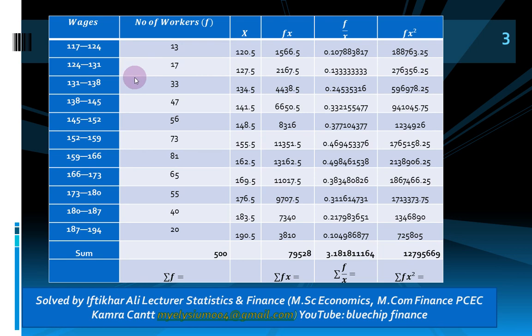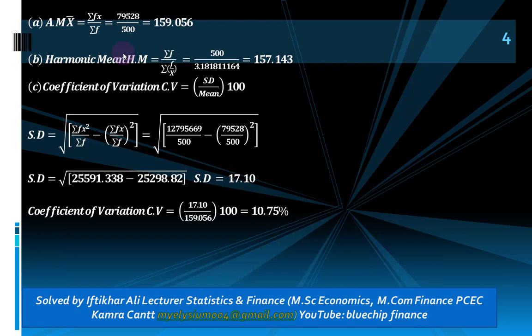We need here, first of all, you must understand about the formulas. Formula for arithmetic mean is equals to sum of fx over sum of f. So we need the product of fx and we need the sum of f. In case of harmonic mean, the formula for harmonic mean is equals to sum of f divided by sum of f by x. So we need f divided by x.